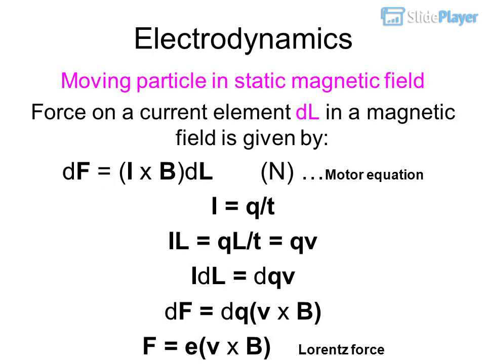Electrodynamics. Moving particle in a static magnetic field. The force on a current element dl in a magnetic field is given by dF equals I dl times B, in newtons, the motor equation. I equals dQ/dt. I dl equals dQ dl/dt equals dQ v. So I dl equals dQ v, and dF equals dQ v times B. F equals Q v times B, the Lorentz force.